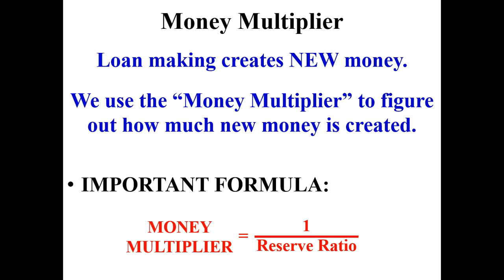So, this is a super important formula that you're definitely going to need to know for the test. The money multiplier that you'll use to figure out how much a loan increased the money supply is 1 over the reserve ratio. So just figure out that calculation. 1 over whatever the reserve ratio is will give you a number, and then take the loan and multiply it by that multiplier, and that will tell you how much new money got created in the economy.